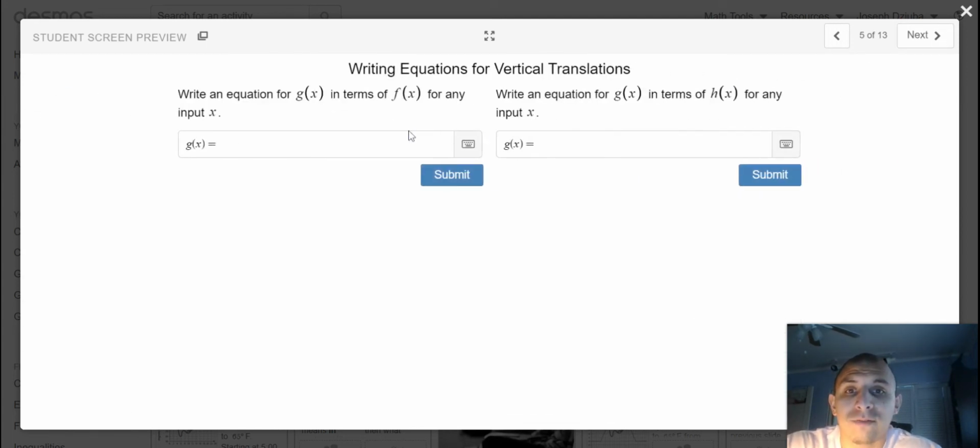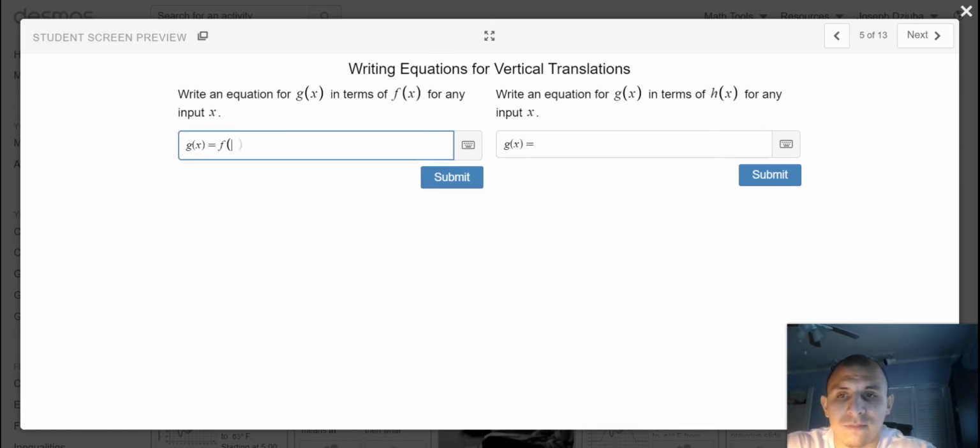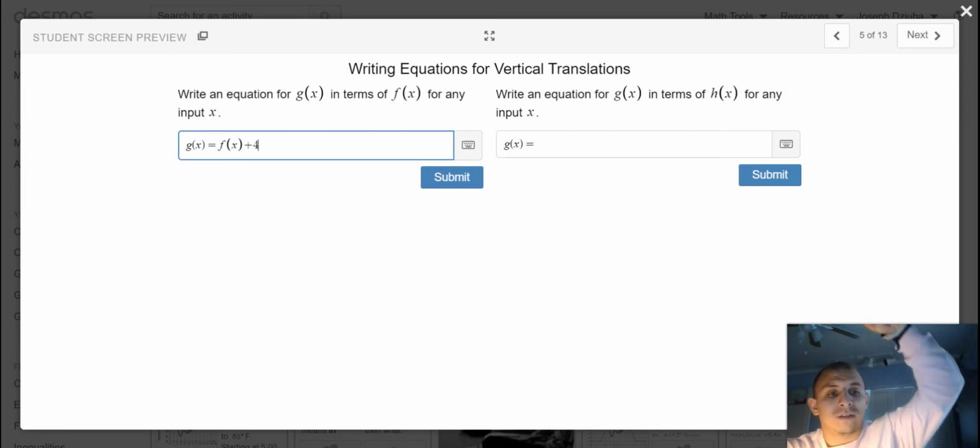So by now, you have deduced: if we add or subtract a constant to the output of a function, that will allow us to adjust its location vertically along the y-axis.